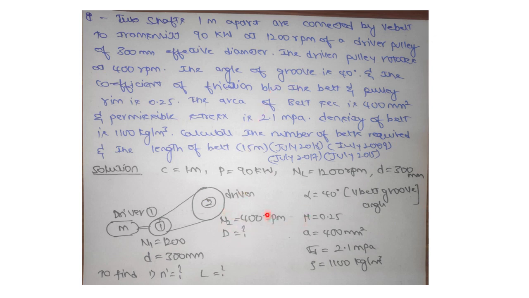The angle of the groove, that is the V-belt groove angle, alpha, he has given it as 40. And the coefficient of friction between the belt and the pulley is 0.25. So this is just a mu. There is a difference between mu and mu1. When you get to the formula, I will explain this. This has to be not substituted directly as mu. You have to alter this.